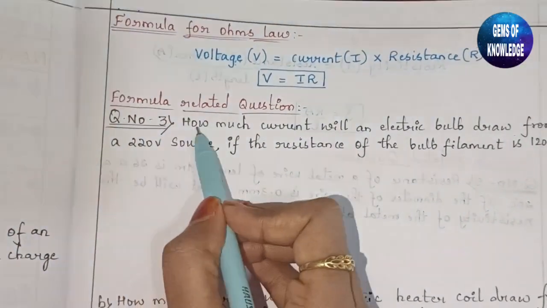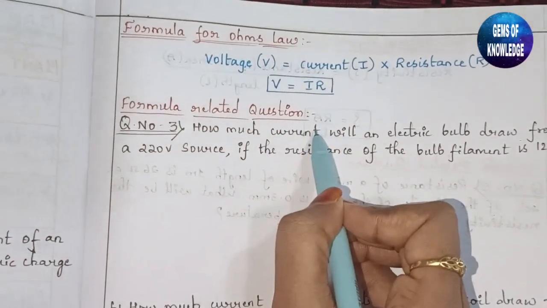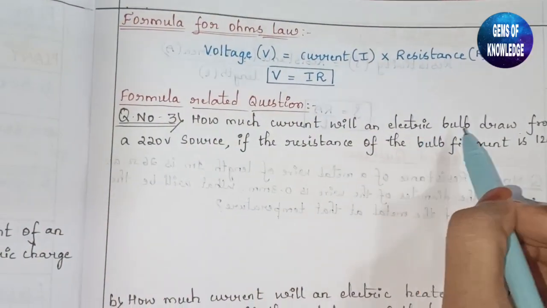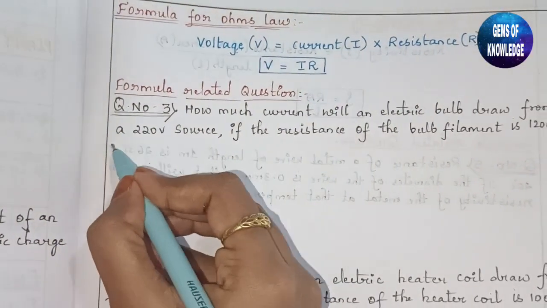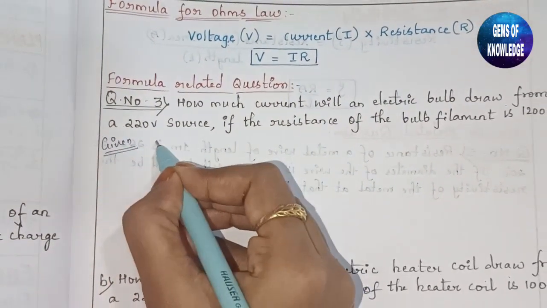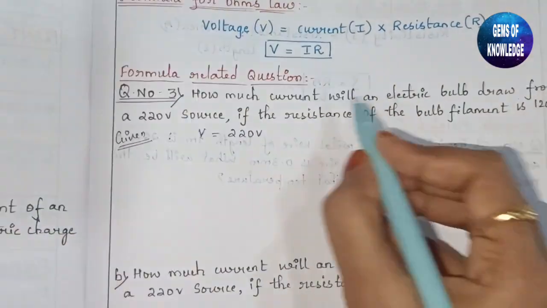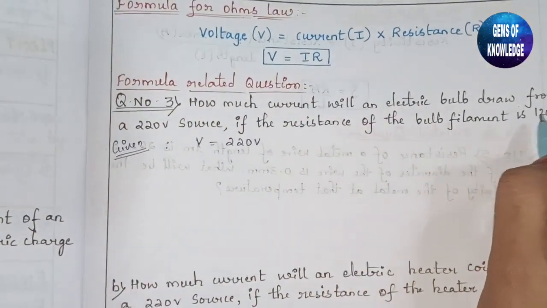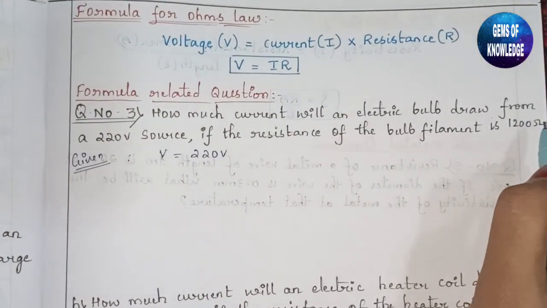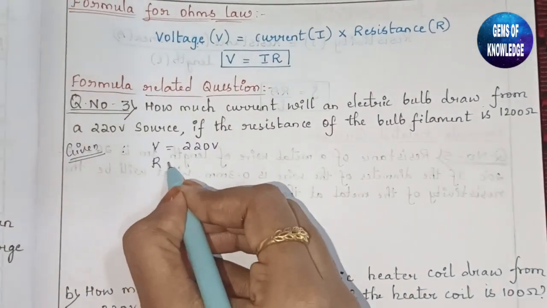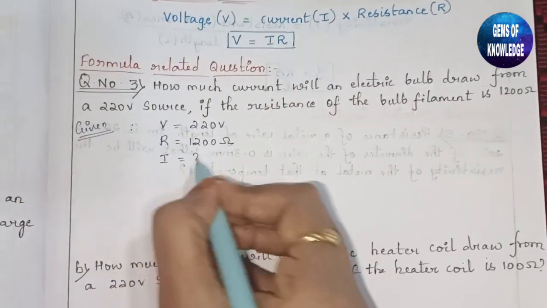The question is: how much current will an electric bulb draw from a 220 volt source, if the resistance of the bulb filament is 1200 ohms? They are asking for the current, so we need to find I. When it comes to volt, remember that V is voltage. When the ohm sign comes, remember it is the sign for resistance. So R = 1200 ohms, and we have to find I.